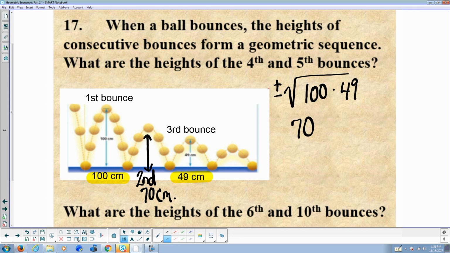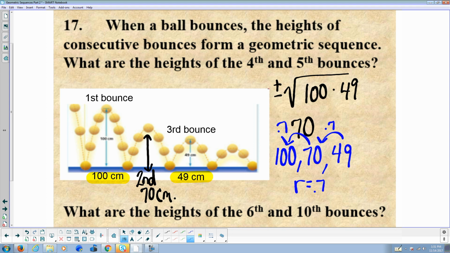Now that I know some consecutive terms, that the first bounce is 100 centimeters, the second bounce is 70 centimeters, the third bounce is 49 centimeters, I should be able to find R, the common ratio. So let me write out the terms of the sequence here. It's 100, then 70, and then 49. So through division, I'm going to divide 70 by 100, and I get 0.7. And I'm going to divide 49 by 70, and I also get 0.7. So R, my common ratio, is 0.7.